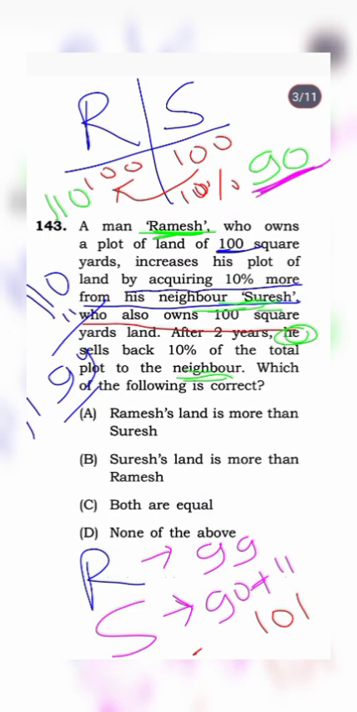Here the question says Ramesh's land is more than Suresh's. Sorry, see, Ramesh's land is 99 and Suresh has 101. So this may be wrong. Suresh's land is more than, yeah, both are equal, none of these. So the correct answer will be Suresh's land is more than Ramesh's. Option B is the correct answer. I don't think you have any problem. So now we will proceed forward.